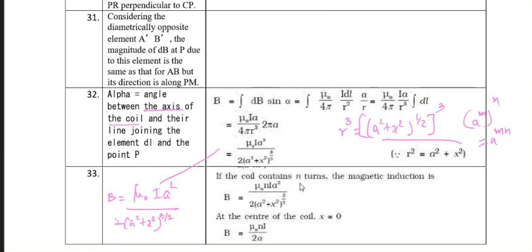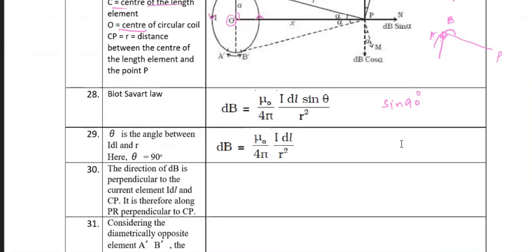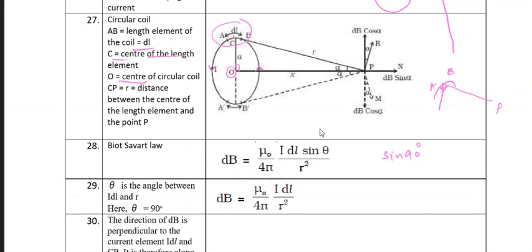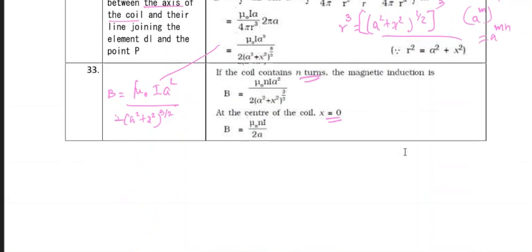Then if the coil contains n number of turns, that has to be multiplied by n. So mu 0 into n into I a squared. Then at the center of the coil, x is equal to 0. So we are studying various cases. Suppose the point P is at the center of the coil, then x becomes 0. This is P at a distance x. When P is brought onto O, it means x is equal to 0.